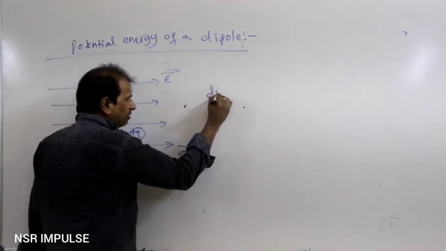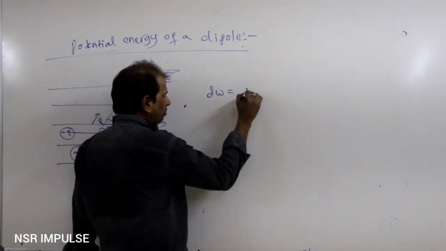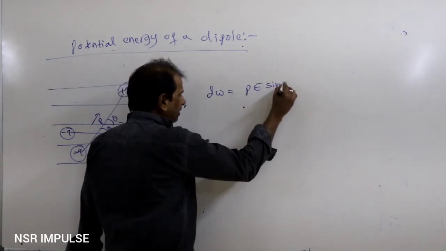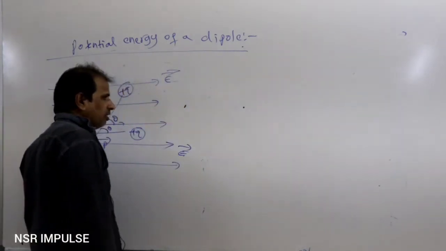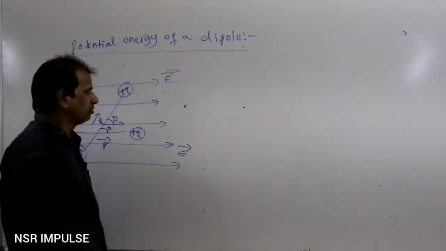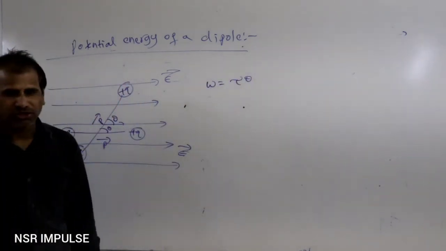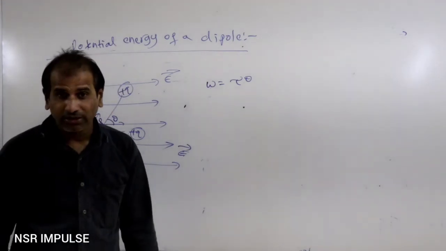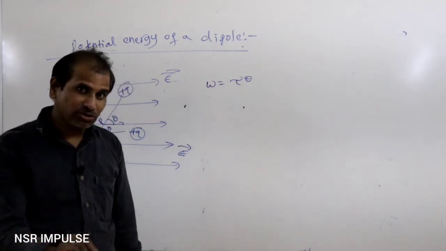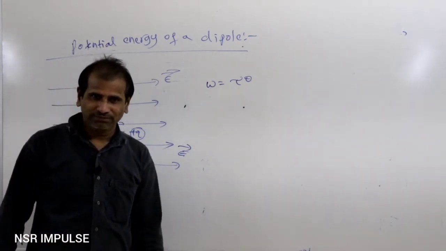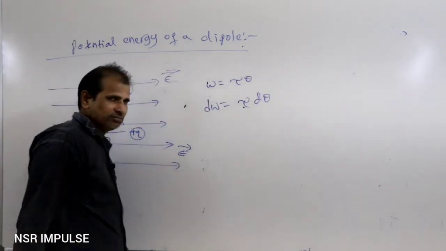So first let us calculate the small work done in rotating the dipole. Generally, how do we write work done in rotatory motion? Work done is equal to tau theta. In translatory, linear motion, it is force into displacement, F bar dot S bar. In rotatory motion, work done is equal to tau theta. For small work done, dW is equal to tau d theta.